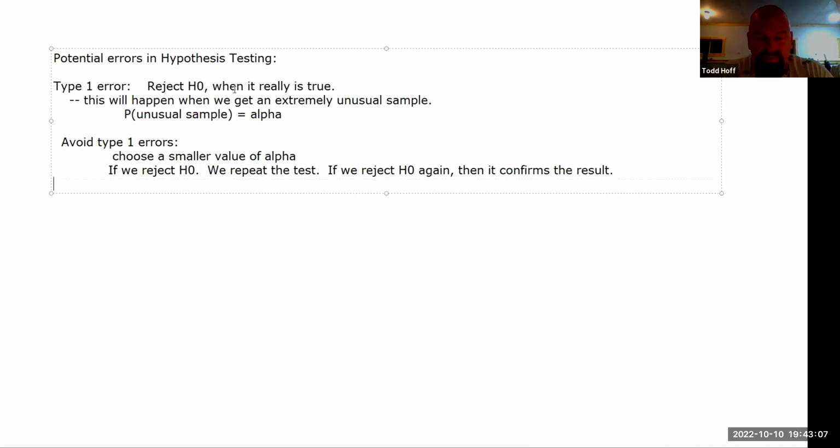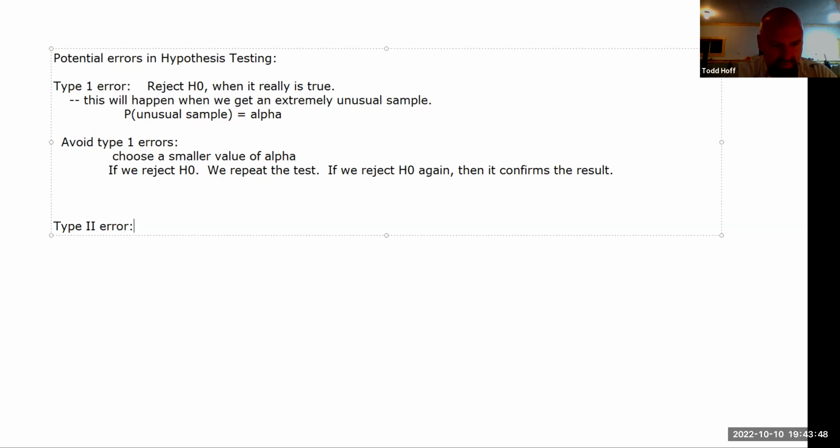Now, maybe even rejecting it twice in a row isn't enough. Maybe we want to do the test and reject the null hypothesis 4 or 5 times in a row before we finally decide that we're going to reject the old treatment and go over to the new one. This is exactly how medical testing goes. The first test has to show a significant improvement with the new treatment, but then we have to do it again and again. It has to be repeatable over and over again. So that's one of the ways that we limit that possibility of a type 1 error. Next is a type 2 error.